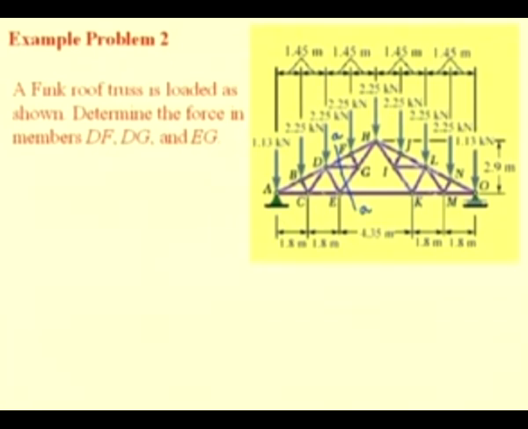If we consider this portion of the truss, we see that we have four unknowns, that is the force in the member DF, the force in the member DG, the force in the member EG and the force in the member EK. We know that in 2 dimension, from the equilibrium equation of rigid body, it is not possible to determine more than 3 unknowns.